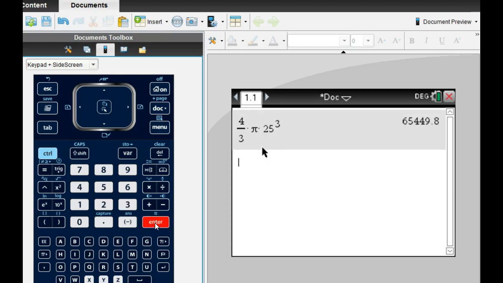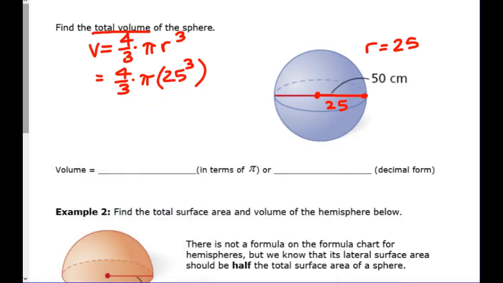So we get 65,449.8. And my units are centimeters what? Volume is 3D, so we put a little 3, cubed, on that centimeters, okay? So surface area squared, volume cubed. Those are the differences.